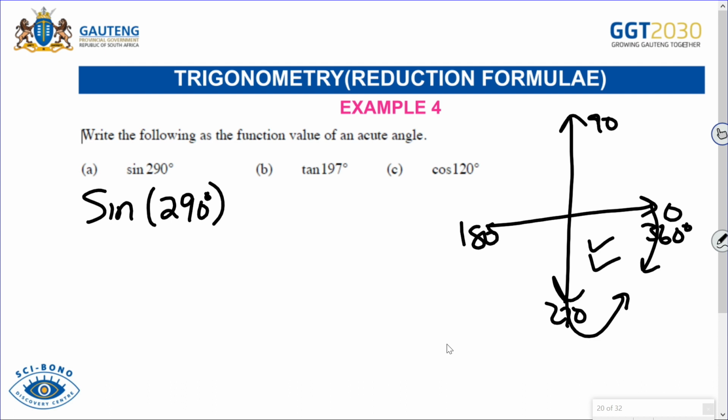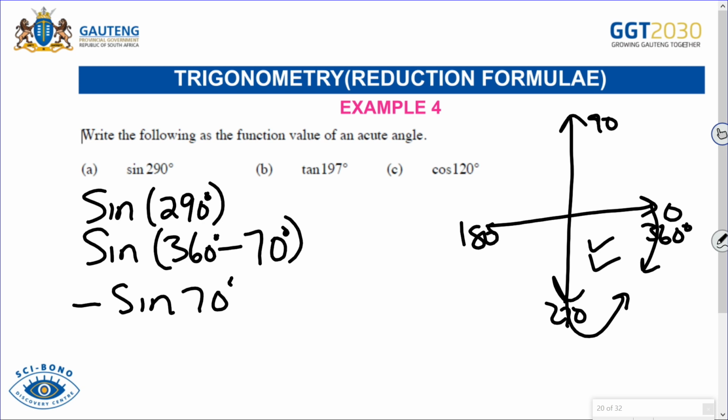So in the fourth quadrant, I said you'll use your sine of 360 degrees minus the angle. So if you subtract 290 from 360, you'll get 70 degrees. So it means here it's going to be your 70 degrees. Then you ask yourself, since it's in the fourth quadrant, sine in the fourth quadrant, is it going to be positive or negative? And obviously it's going to be negative sine of 70 degrees. Okay, then let's move to the second one.